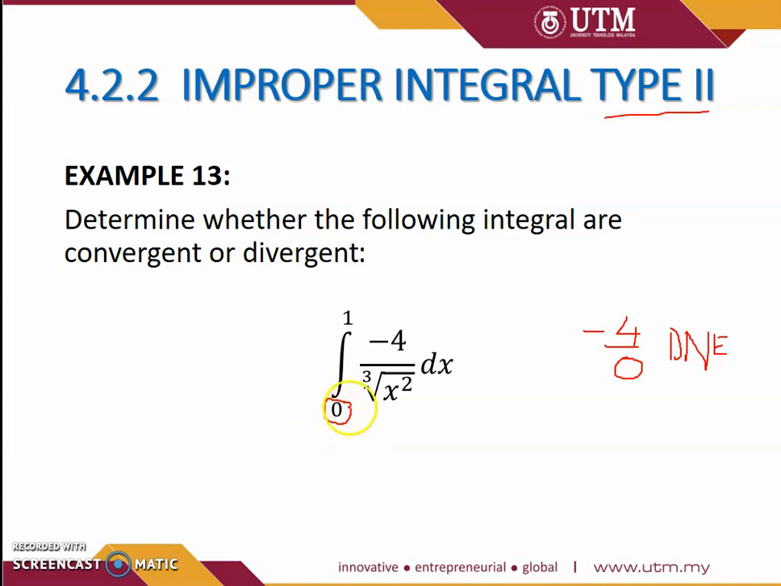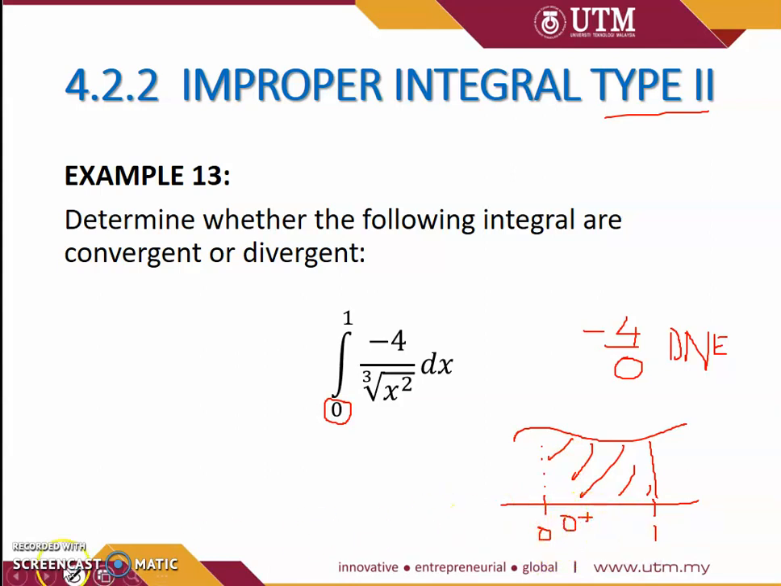Alright, so now what we need to do is transform this 0 to a limit. From here we have 0 to 1. It is discontinuous at point 0, and continuous at 1, so we need to find the integration here. Therefore, we need 0 positive to 1, because we need to approach from the right. If 0 negative, it will be outside the range. Therefore, we need to find the value for 0 positive.